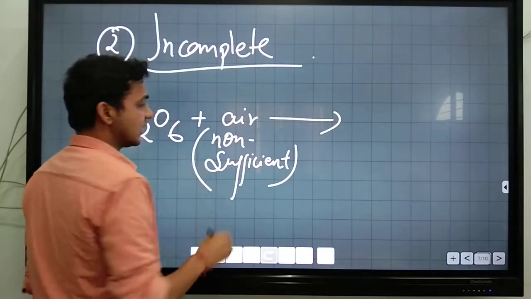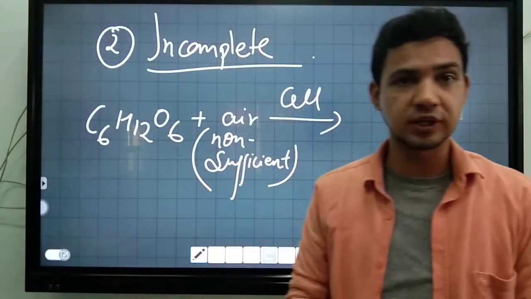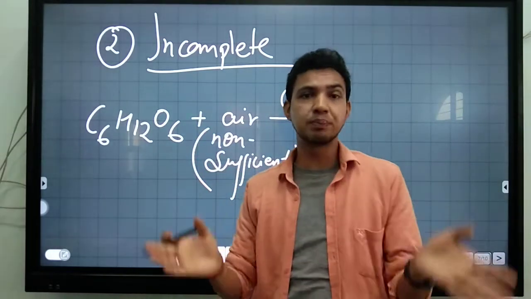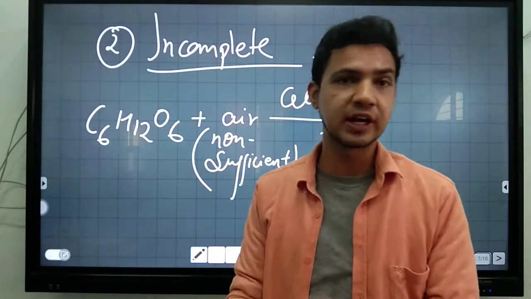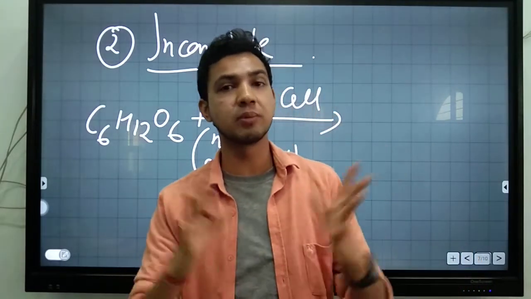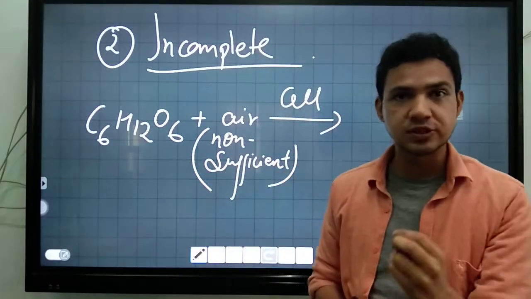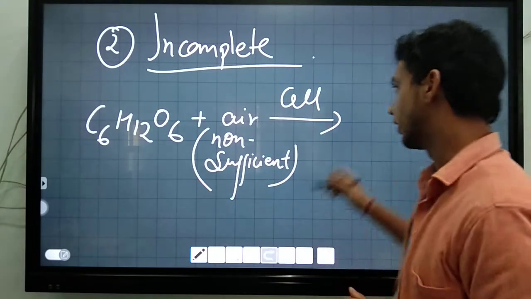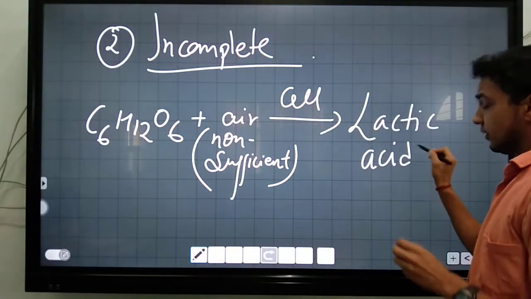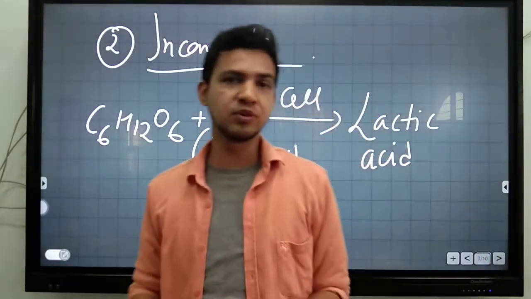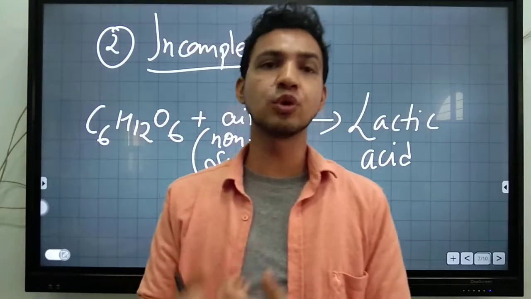So what happened? If the proper amount of air or oxygen is not available inside your body, this glucose is not completely decomposed. At that time it does not give you the proper amount of water and carbon dioxide and does not liberate more energy. Due to the lack of oxygen, this glucose is converted into a very important acid, known as lactic acid. This lactic acid is responsible for cramping of your muscles. So you are feeling so tired.